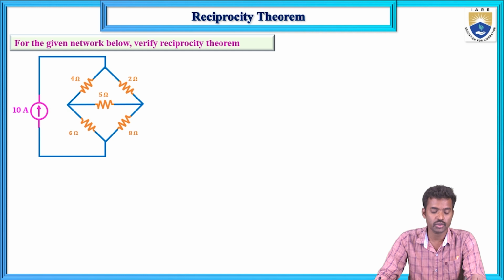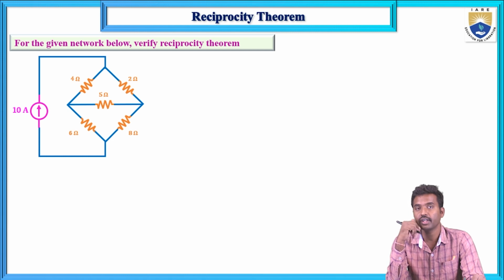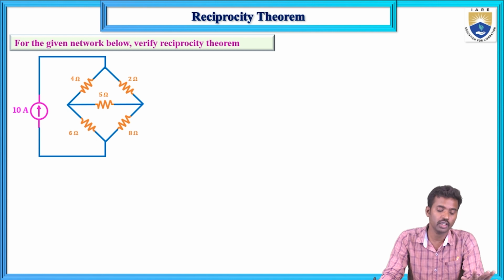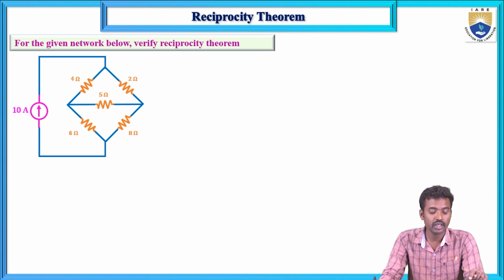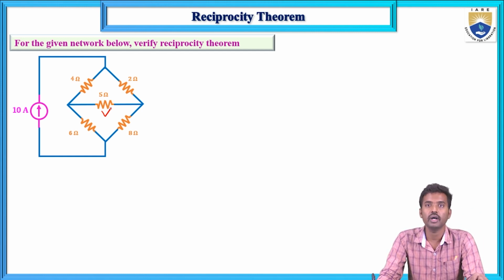Now here the current source is given, 10 amps, with resistors 4, 2, 5, 6 and 2, 6 and 8, and this is the 5. The reciprocity theorem can be applicable for a single source network. That source may be a current source or voltage source. In the last 4 problems, we discussed voltage source problems. Here this is a different case, that is, a current source is given. If a current source is given, the voltage is the response. In the previous case, the voltage source is the excitation and the response is the current. But here the response is the voltage, here 5 volts. Verify the reciprocity theorem across 5 ohms.